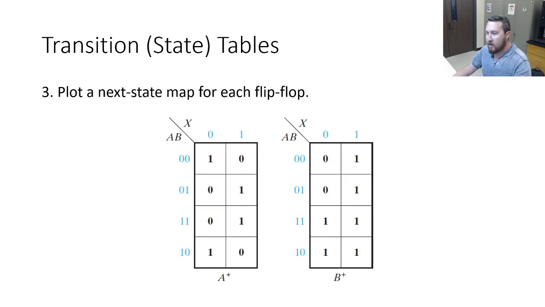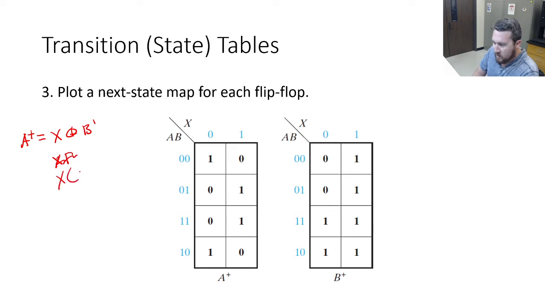All right, step 3, plot a next state map for each flip-flop. So here is where it gets kind of cool. We're going to take our equations. Let's see, we had A plus is X or B prime. Now, to put it in the map, it needs to be in that normal form, right? So it's going to be X and B, because it's X and B prime prime, or X prime and B prime. So it's going to be X, B, or X prime, B prime.